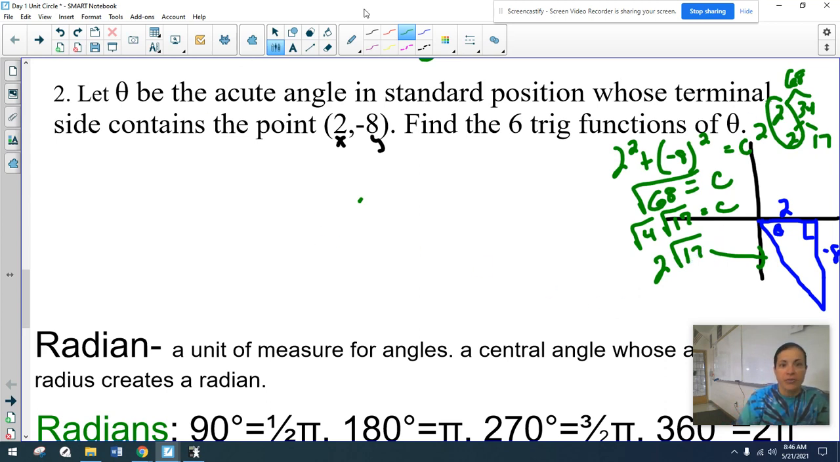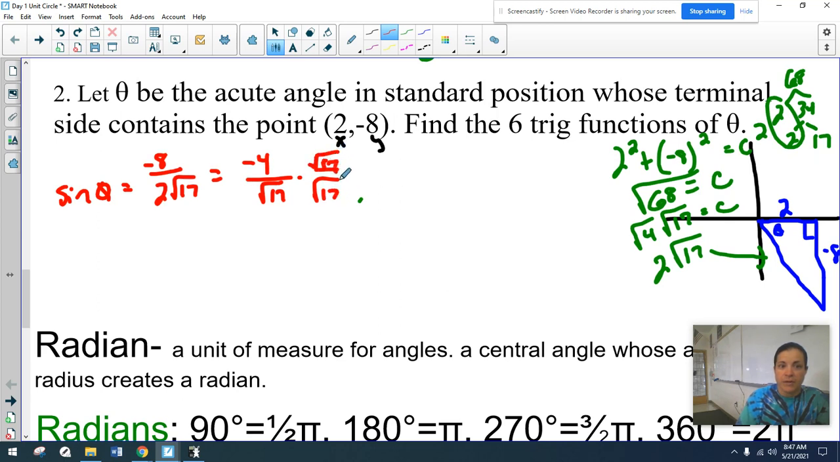Okay, so I've got my 3 things. Those are the things I need. For sine, I'm going to be doing the opposite over hypotenuse. So I've got -8 over 2 square root of 17. Two things you got to do. First of all, -8 over 2 is -4, so you can reduce that. Then you have to rationalize the denominator. So that is going to give me -4 square root of 17 over 17. And 4 over 17 doesn't reduce, so there's your sine function.